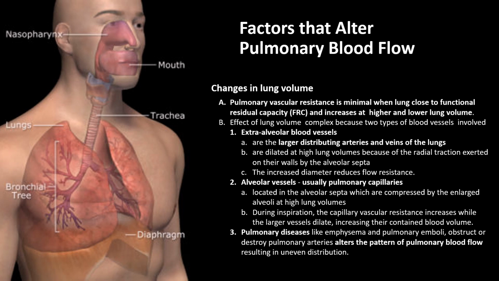Second are the alveolar vessels, usually the pulmonary capillaries. They are located in the alveolar septa, which are compressed by the enlarged alveoli at high lung volumes. During inspiration, the capillary vascular resistance increases while the larger vessels dilate, increasing their contained blood volume.